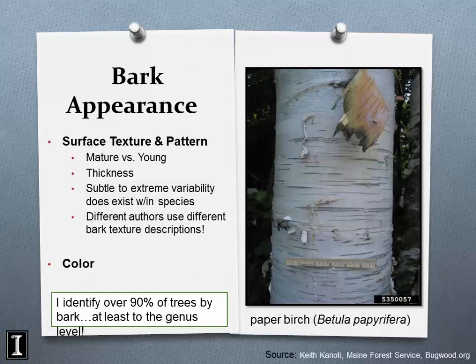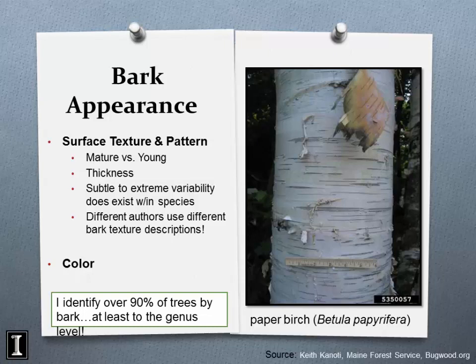But the bark texture and the bark pattern also changes. For most species, bark texture and bark pattern will change with age and change with diameter. There's a few exceptions, like American beech. How many of you know what American beech looks like? It has very smooth bark. Doesn't matter if it's 50 inches in diameter or 1 inch in diameter. The bark almost always looks the same. For a lot of species, that is not the case.